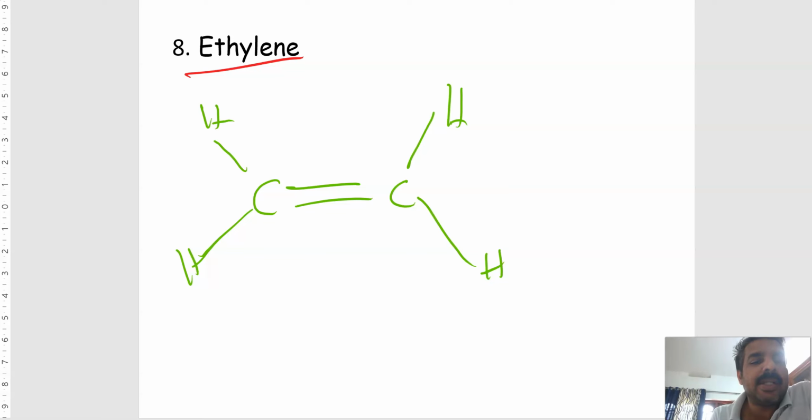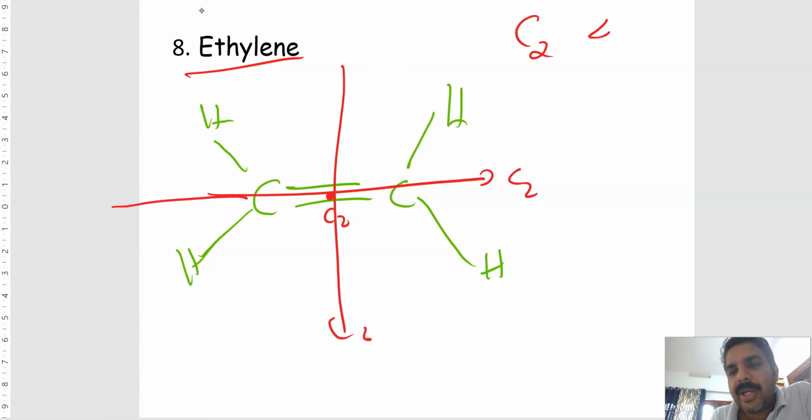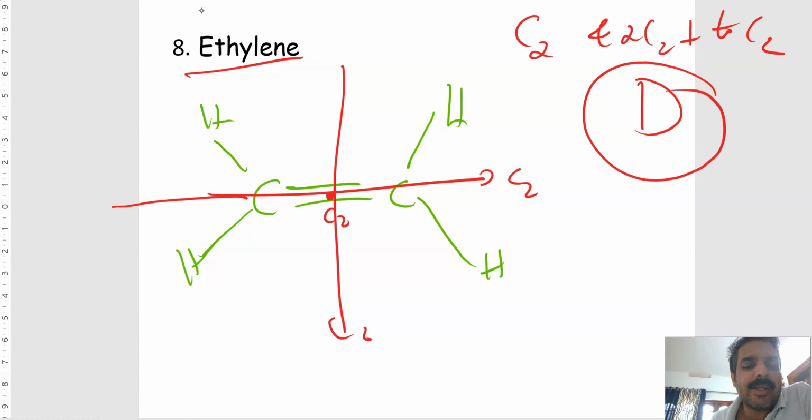Okay, what is the highest order rotation axis? Of course, it is C2 passing through this center. This is the C2 axis passing through this center and perpendicular to this plane. And there are 2 other C2s perpendicular to this. This is one C2. This is another C2. So C2 and 2 C2s perpendicular to C2. So the category belongs to D.